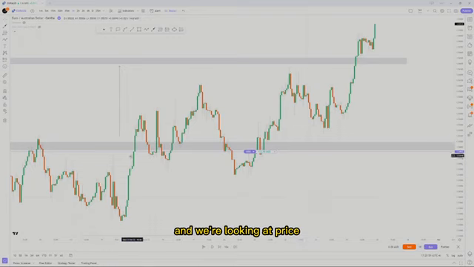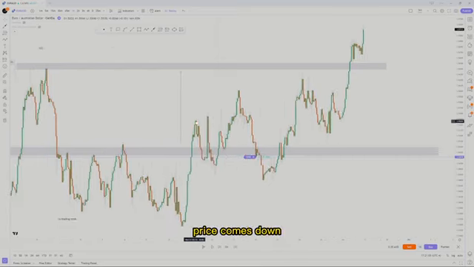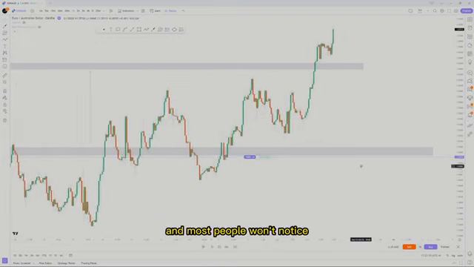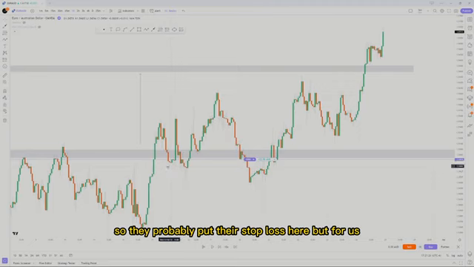and we're looking at price, we can see that once we got that breakout, we were looking for price to repeat the same thing. With that being said, price comes down, makes a low for itself, brings up, gives us a new high. Now it tries to do this on a slick and most people won't notice, but price gives us a new high, and then it comes to take out all the buyers from this area, stop loss here, because they're thinking small, so they probably put their stop loss here.